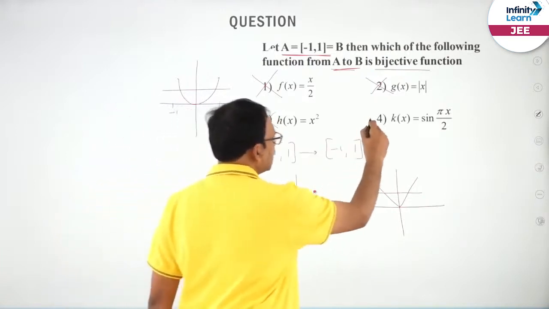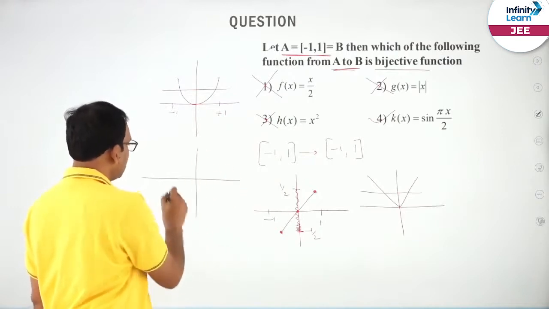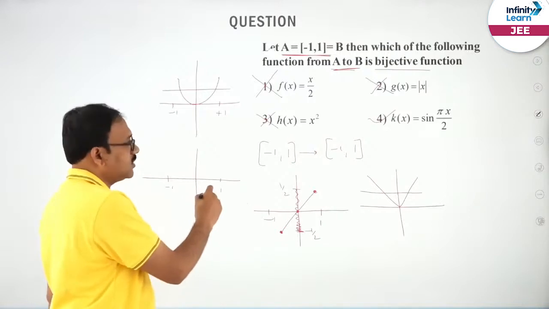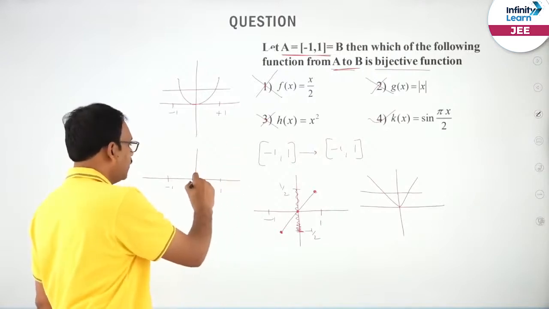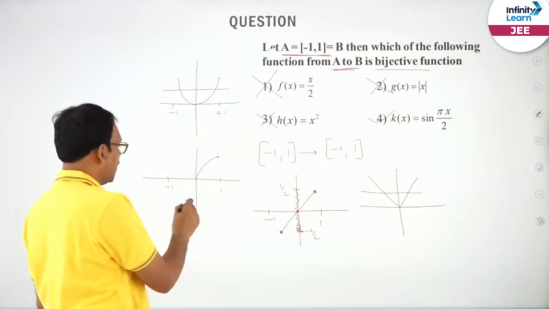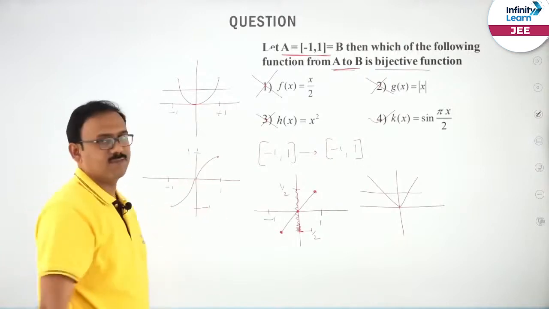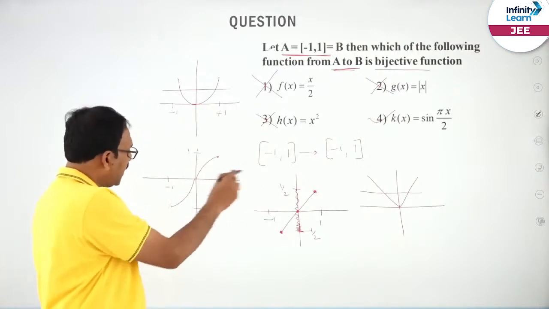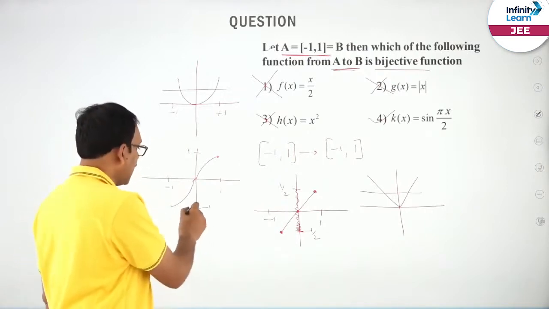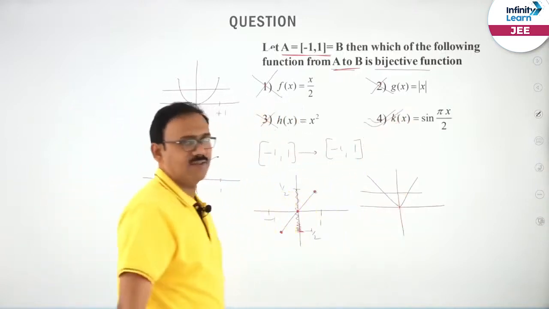So, obviously, this must be the function, because friends, sin pi by 2 x means when you give minus 1 to 1, the sine curve at 0 is 0, when x is 1, sin pi by 2 goes to 1, and when x is minus 1 it goes to minus 1. Even the range is covered from minus 1 to 1. You see, this is clearly 1-1, no horizontal line cuts at more than one point, and the range is also minus 1 to 1, and hence this is the answer, dear friends.